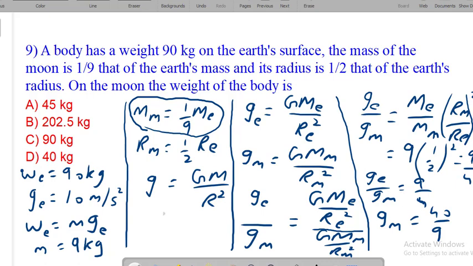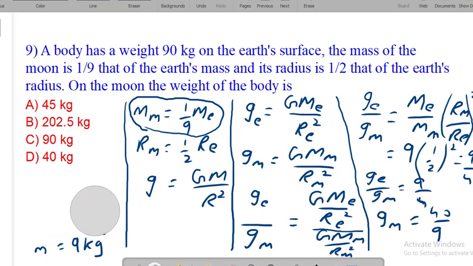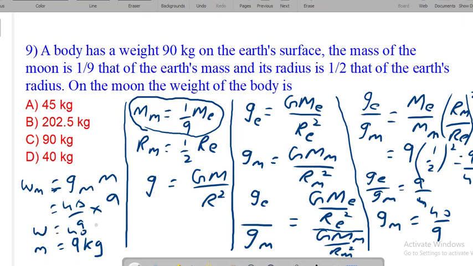Now I just come to this point here. I just rub this because I don't need this now. Okay, so we had calculated the mass previously. So weight on moon is equal to GM into mass, but GM is given as 40 by 9 and mass is 9 kilograms. So 9 gets cancelled out and we get the weight equal to 40 kilograms. So this is the answer, 40 kilograms is the answer.